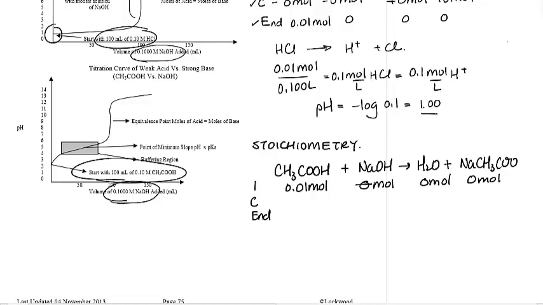Because there's no NaOH formed or added, we're going to be subtracting by 0 moles. And then on the other side, we're adding 0 moles. And then in the end, we end up with 0.01 moles of CH3COOH. We have 0 moles of NaOH, 0 moles of H2O, and 0 moles of sodium acetate.